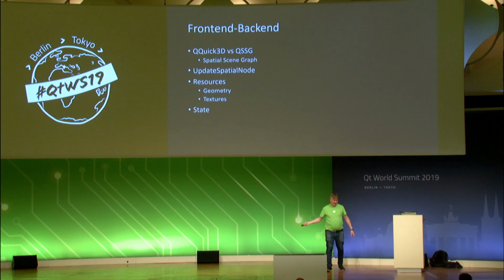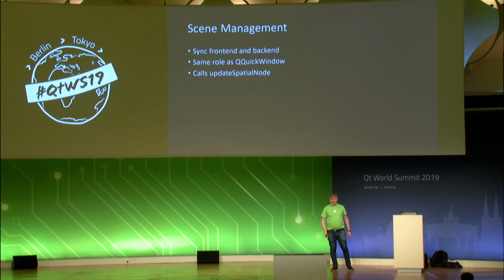Instead of having update paint node, it has update spatial node. This is where the sync point for front end and back end happens. So the front end's telling the back end, here's my state for this frame. And then resources like geometry and textures are also kind of special in the same way that they're special with QtQuick. And then it's just state. These are all things that, moving towards Qt 6, I can leverage a lot of stuff. I guess I'll get a bit more into that.